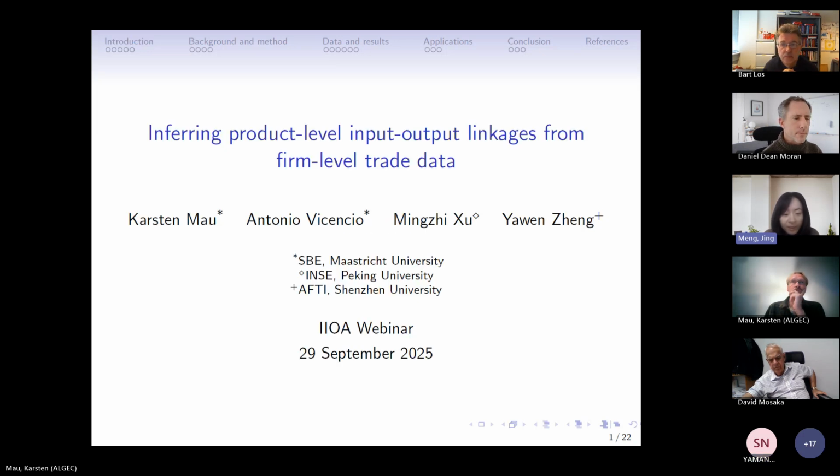Today we are very pleased to have Dr. Karsten Mau give a talk about inferring input-output linkage with firm-level trade data.